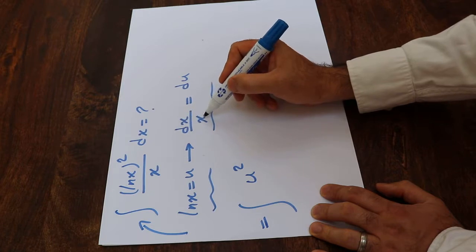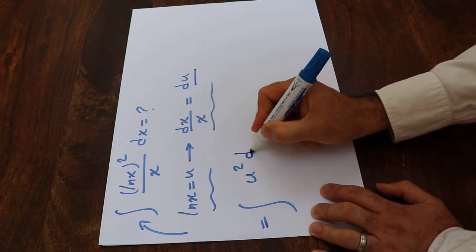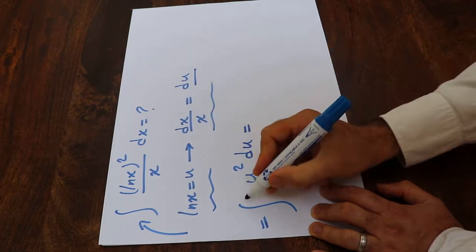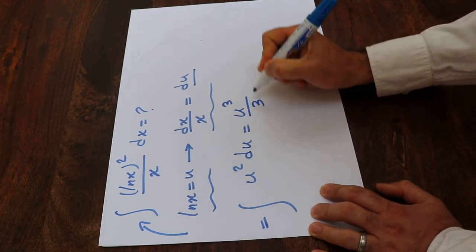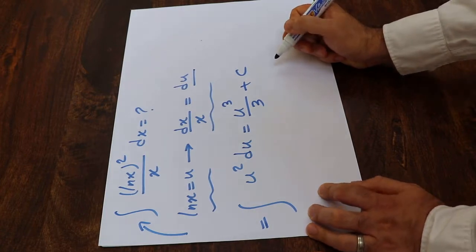Okay, and dx divided by x is equal to du. So I write here du. Okay, so integral of u^2 du will be equal to u to the power of 3 divided by 3 plus c, that's the constant of the integral.